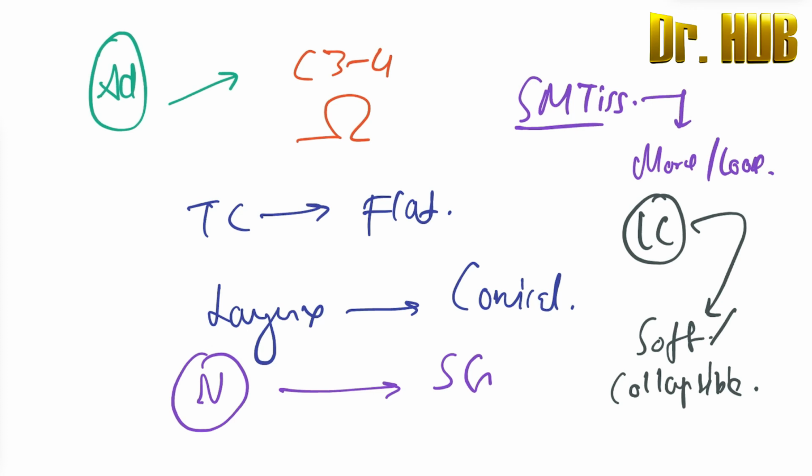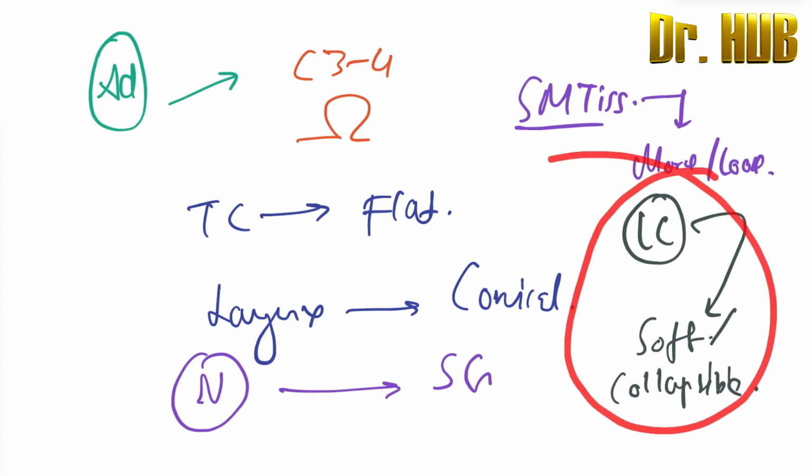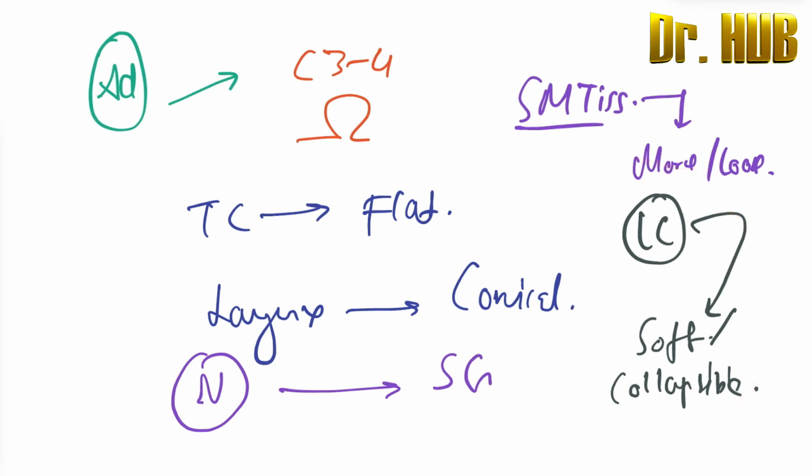So just to recap some points, in terms of the infants, it is C3, C4, omega shaped, that is the epiglottis. Thyroid cartilage is flat, then comes the narrowest part being the subglottis. The laryngeal cartilage will be soft and collapsible.